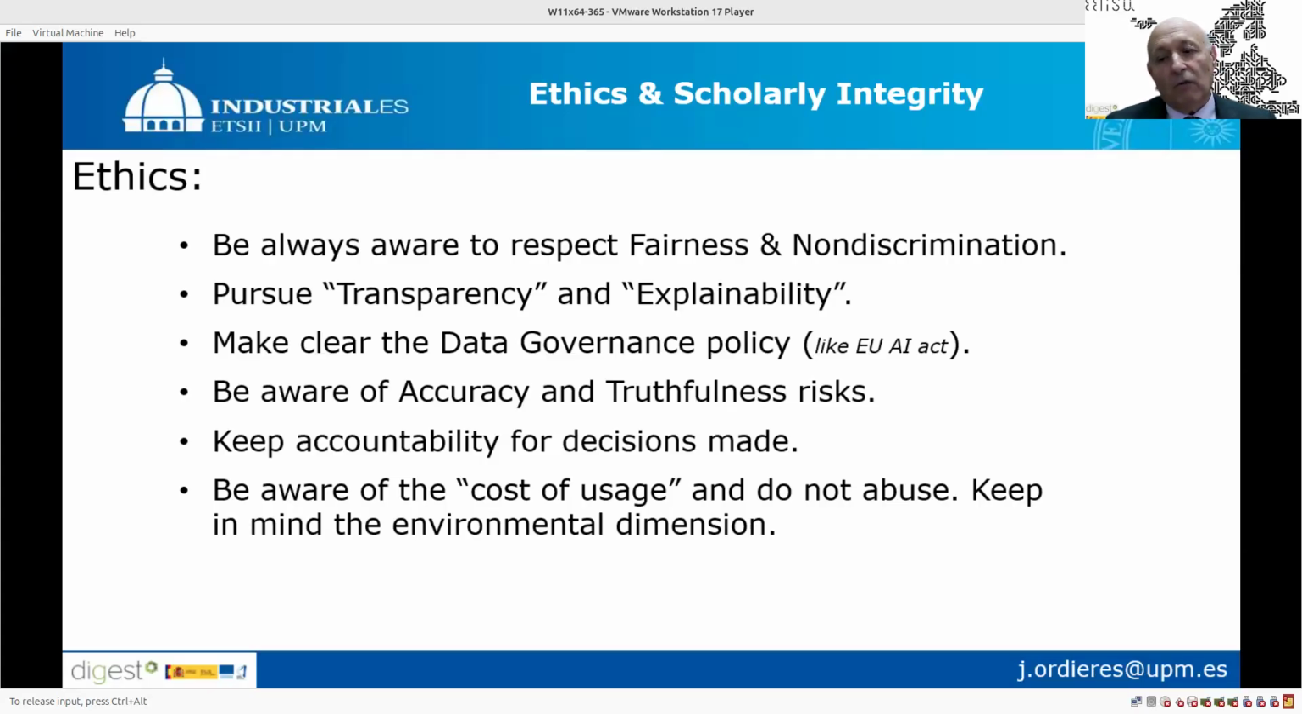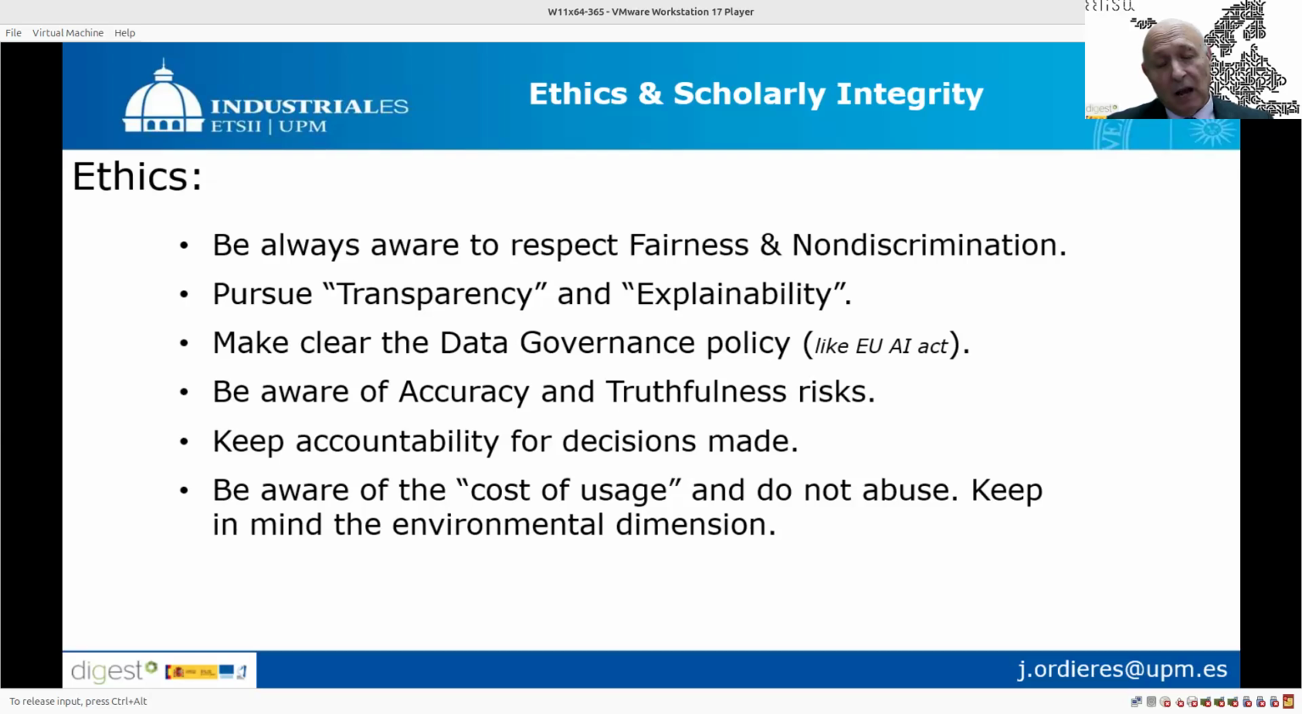And then be aware of the risks of accuracy and trustfulness. So don't trust by default, let's say. Try to use triangulation as a keystone. And then be aware that at the end of the day, the decision of what is published, what is done, is from you. You can't say, okay, the LLM told me to do it that way. No way. The decision is from you. So you need to be accountable for the decision you make.